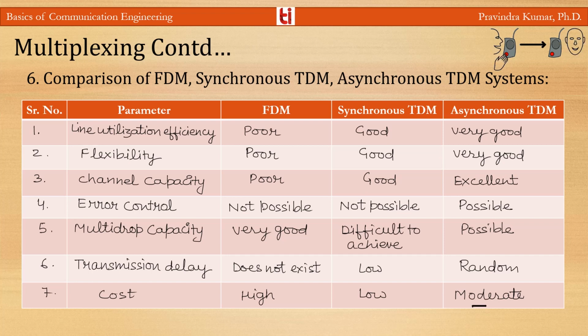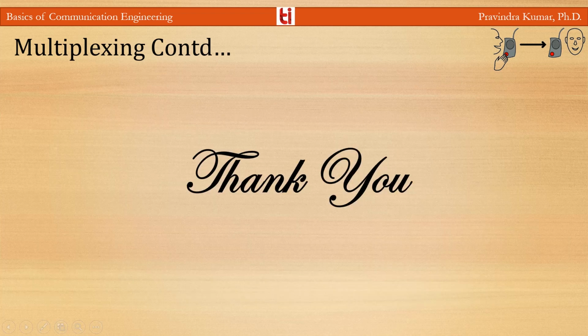So this is the end of this lecture. Here we have discussed different types of multiplexing, that is FDM and TDM, and this was the 24th lecture of the lecture series of Basics of Communication Engineering. In this lecture we have discussed multiplexing. In the next lecture we will discuss digital modulation.